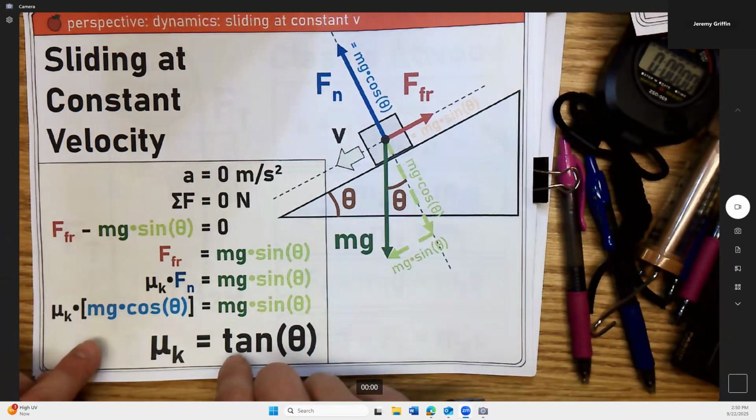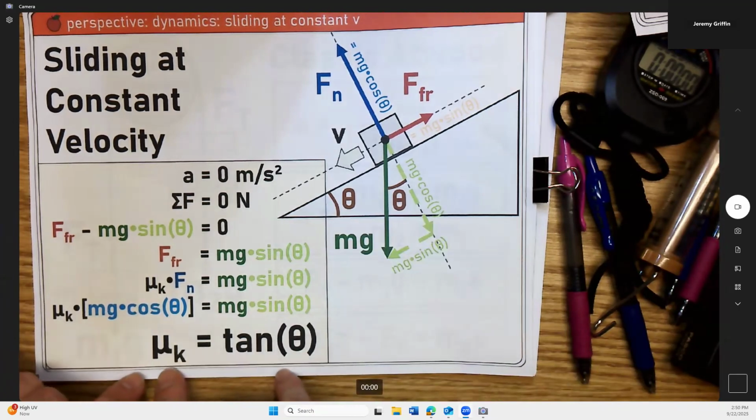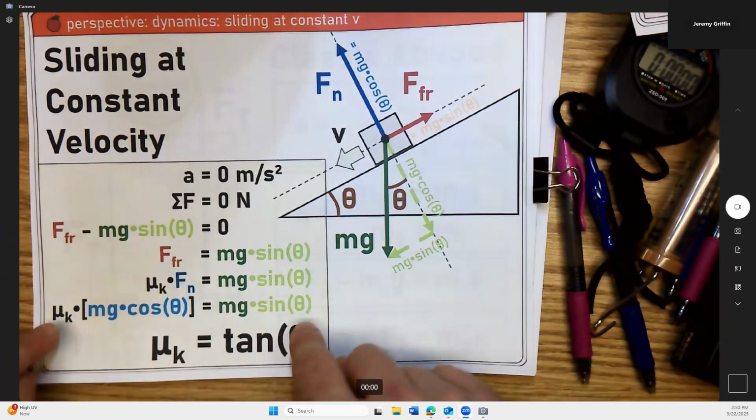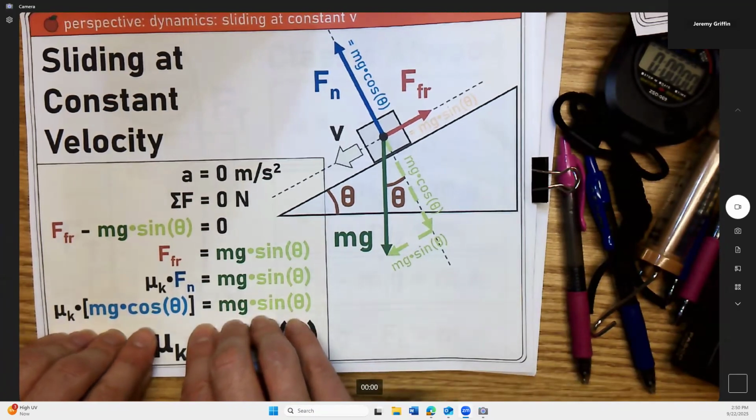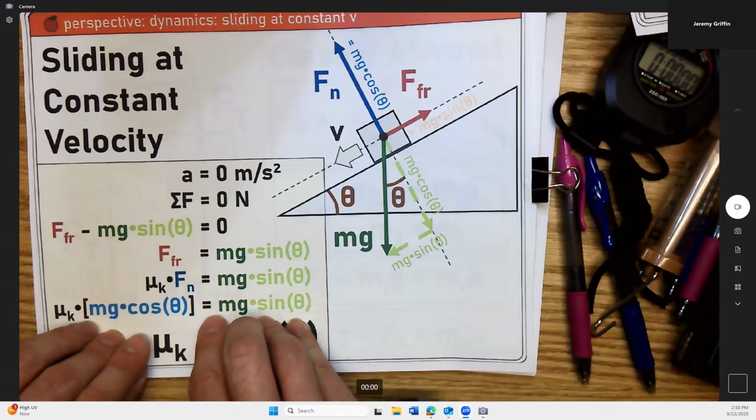I know it's a lot of little steps. What I'm trying to show you guys is how you can get the coefficient of friction with nothing but a protractor. And this very last step right here is what cancels out on both sides. The what and the what? The m cancels, and also the g.